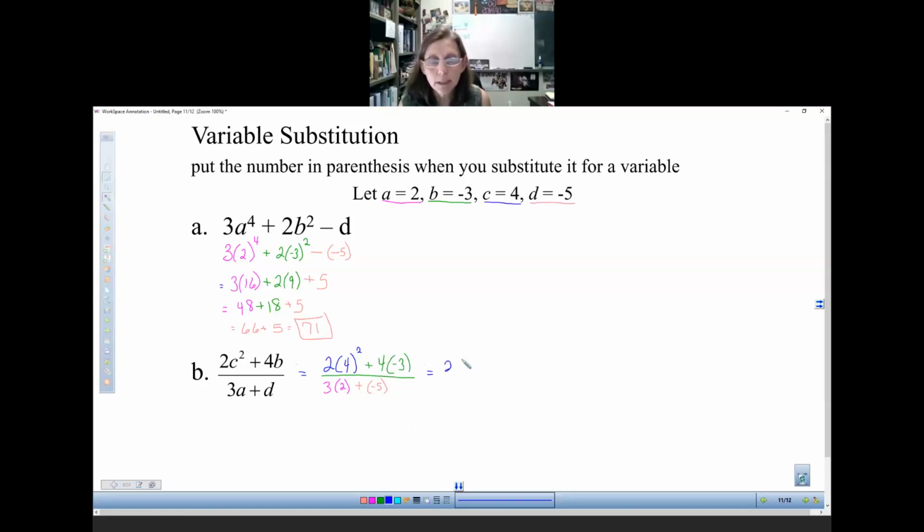So 2 times 16 plus, we have to be careful here, 4 times negative 3. That is a negative 12. We're going to write it just like that. And then in the denominator, I have 6 plus that negative 5. Notice I did my multiplication before I tried to do my addition. In the denominator here, 6 plus negative 5 is positive 1. In the numerator, I'm going to have 32 plus negative 12.